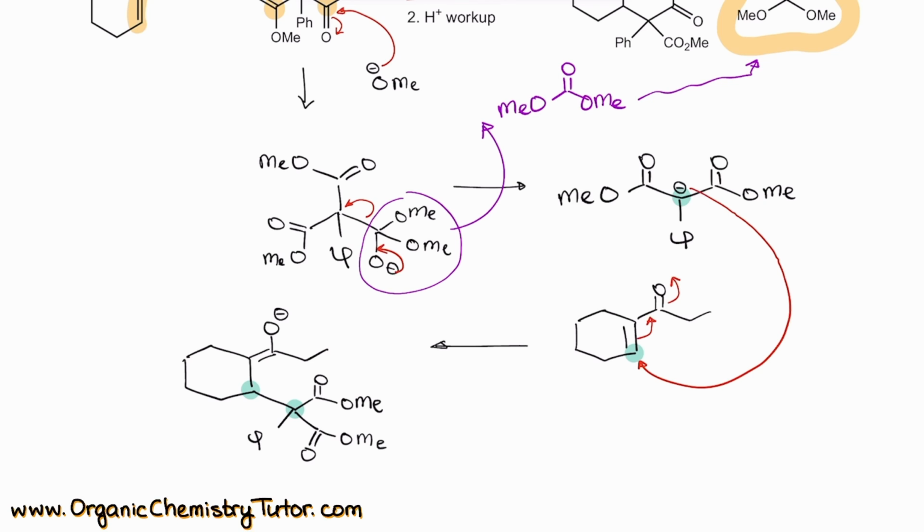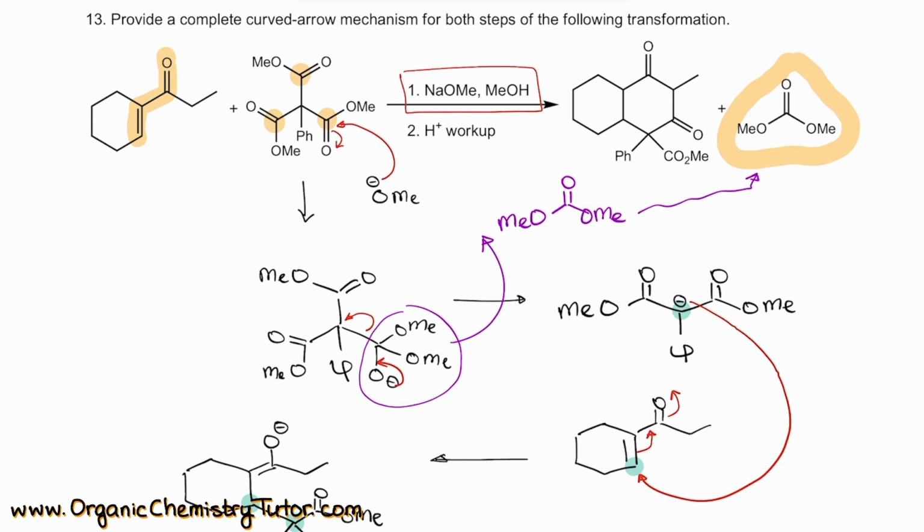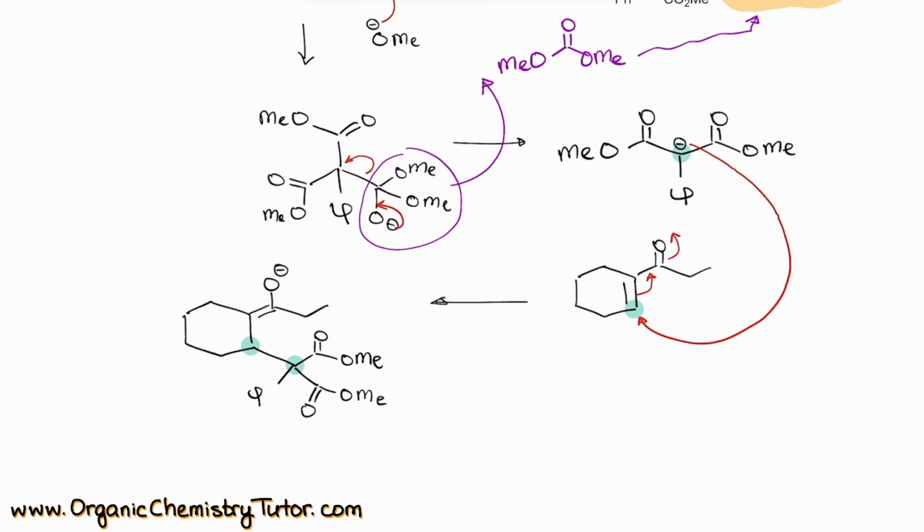Now, in order to get our final product, let's scroll back up a little bit. Looks like for our final product, we are making a new bond between these two carbons, which means that I would have to enolize this position over here, and I would have to do an intramolecular Claisen or a Dieckmann condensation with one of my esters over there.